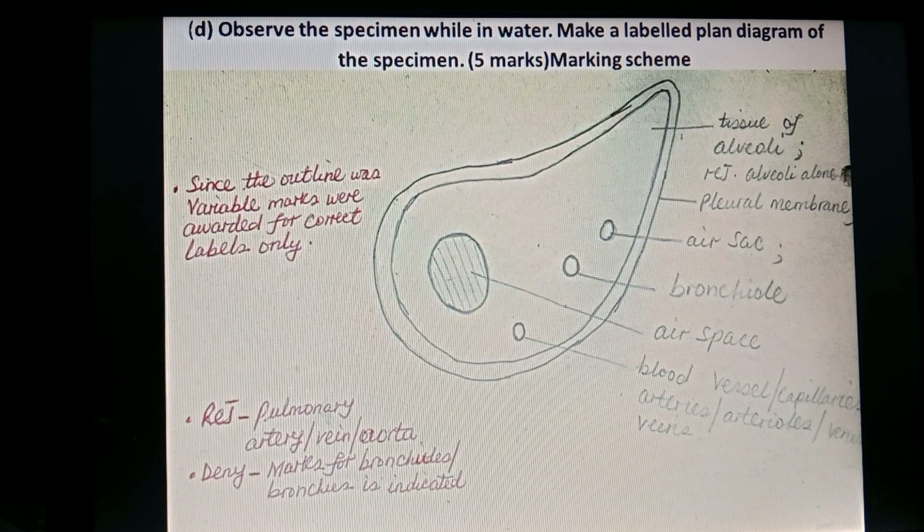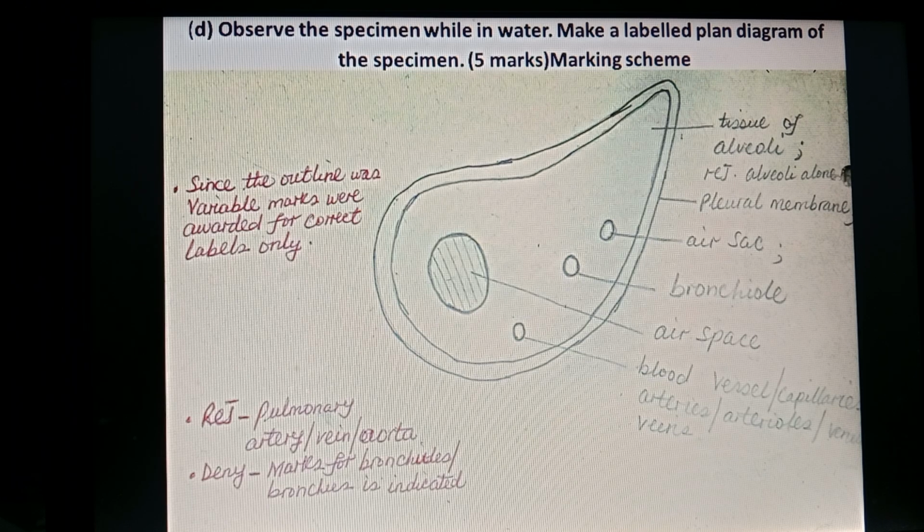Observe the specimen while in water. Make a labelled plan diagram of the specimen, 5 marks. The marking scheme is there. You can see we are marking tissue of alveoli. Reject alveoli alone. We are marking pleural membrane.